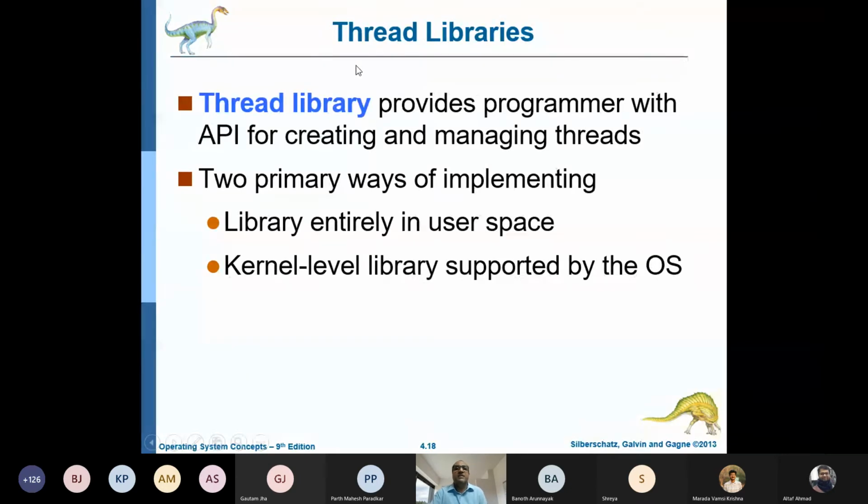Then coming to thread libraries: these are library functions which support threading. Threading means basically the creation of threads and then managing the threads. Creating threads depends on the nature of the application; you need to identify the blocks of code that can run in parallel or independently. You can exploit data parallelism and task parallelism, so you need to identify that and create threads appropriately.